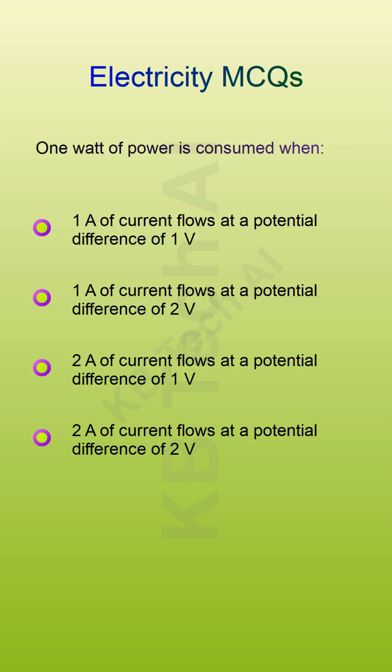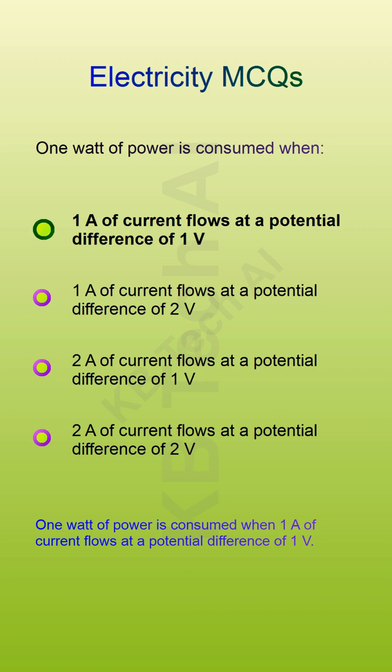1 watt of power is consumed when option 1, 1 ampere of current flows at a potential difference of 1 volt, option 2, 1 ampere of current flows at a potential difference of 2 volt, option 3, 2 ampere of current flows at a potential difference of 1 volt, option 4, 2 ampere of current flows at a potential difference of 2 volt. The answer is option 1, 1 ampere of current flows at a potential difference of 1 volt.